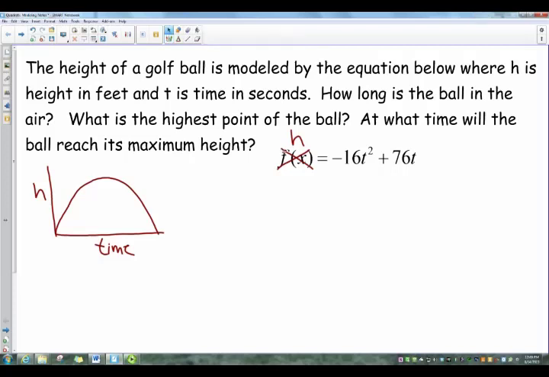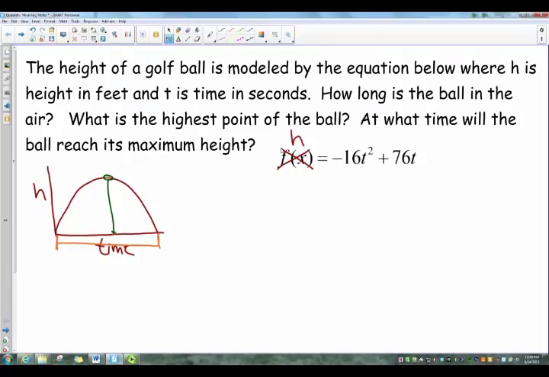Alright, so what we're looking for is how long is the ball in the air. So we want this time there to there. Okay, that's the first thing. The second thing is what's the highest point of the ball. So if you think of this, we want our maximum. And then at what time does it reach its maximum? So we want to know what's that time right there. So those are some of the things we're looking for. Alright, so let's check it out and see what we can do.